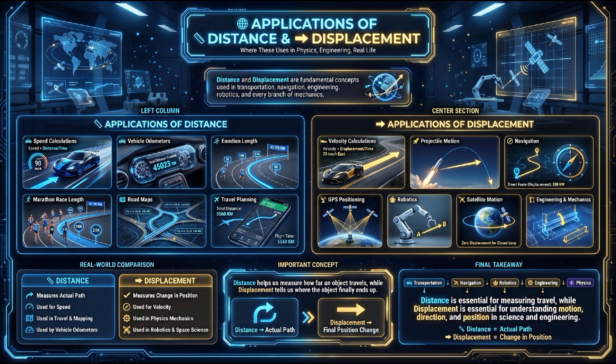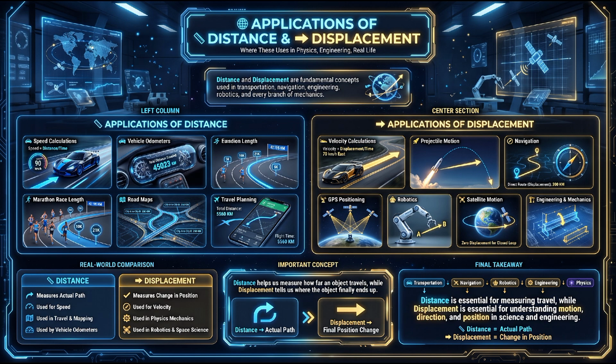Another important application of distance is in road maps and travel planning. When planning a journey between two cities, navigation systems calculate the total road length that vehicles must travel. This distance includes every road, curve, intersection, and highway along the route. Similarly, airlines, shipping companies, and logistics services use travel distance to estimate fuel consumption, transportation costs, and travel time.